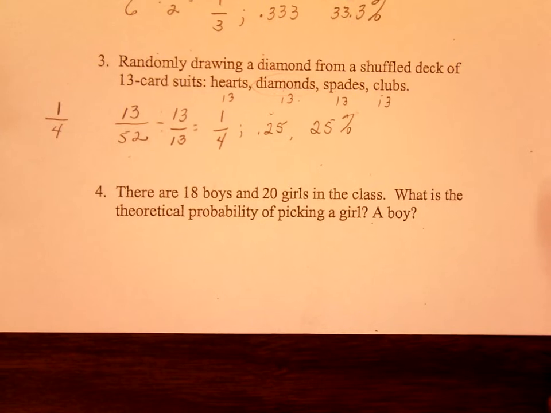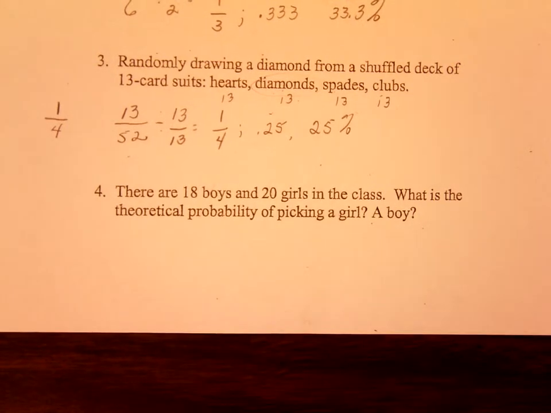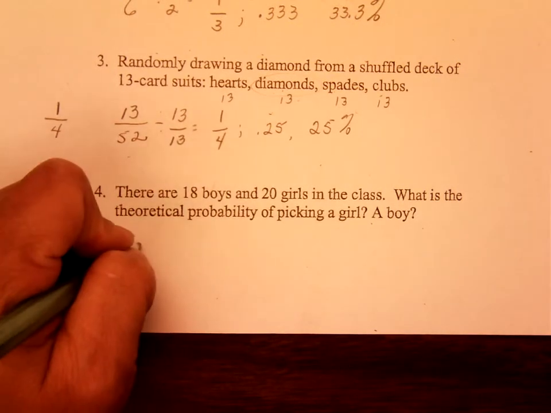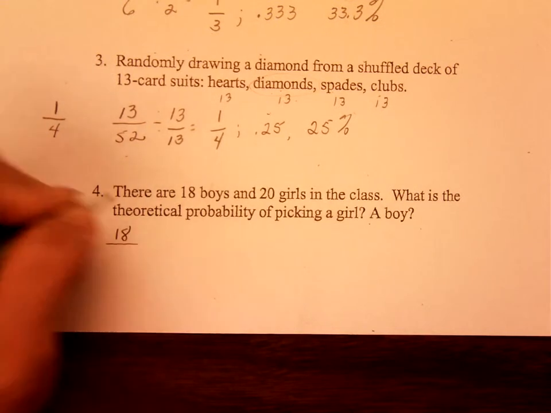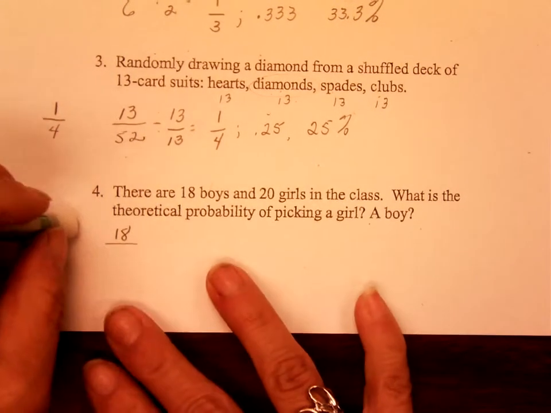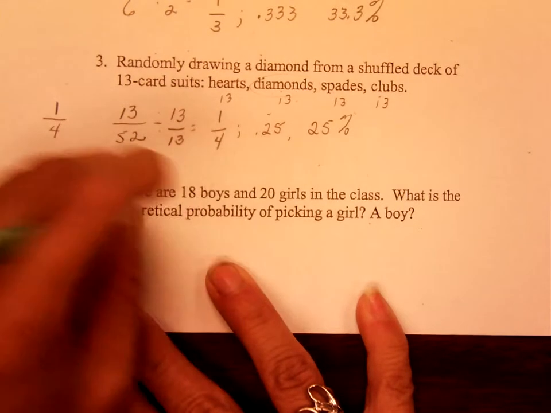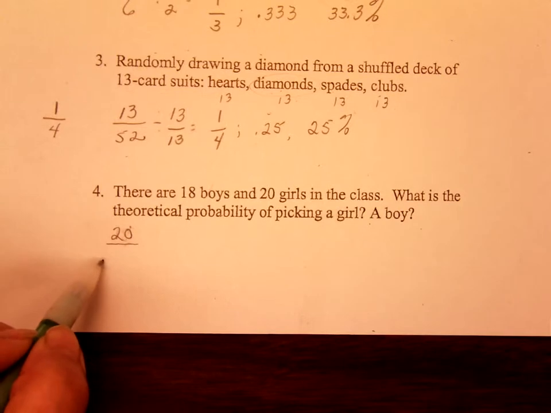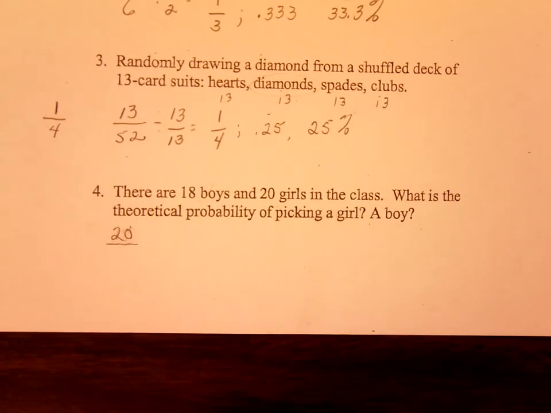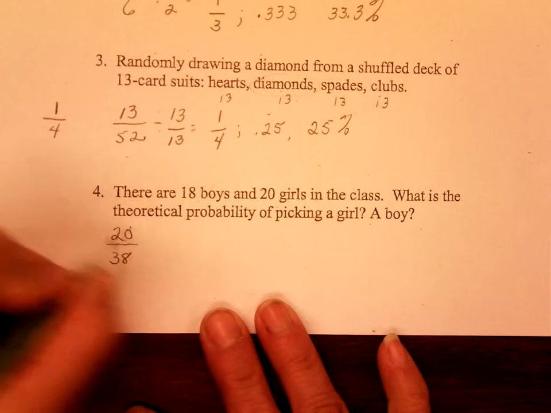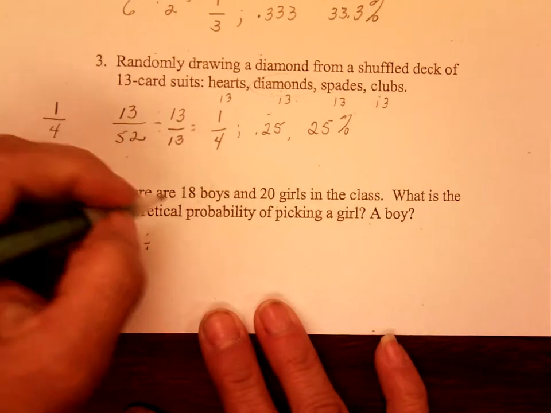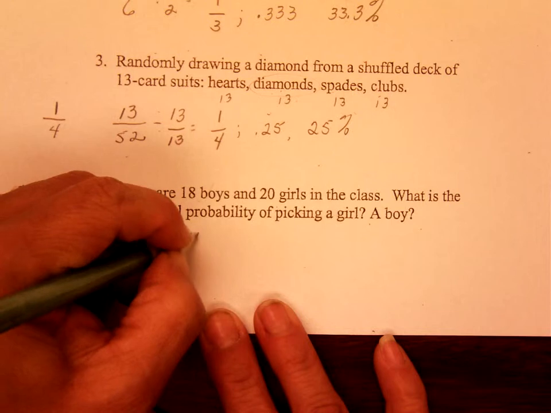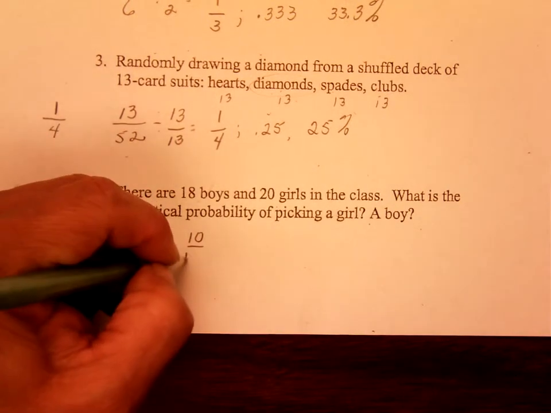Right, number 4 says there are 18 boys and 20 girls in the class. What is the theoretical probability of picking a girl and picking a boy? Well, first of all, picking a girl, this is your numerator. Picking a girl is 20. To get your total number, you have to add up your boys and girls, which ends up being 38. You can reduce this by 2, and you get 10 over 19.